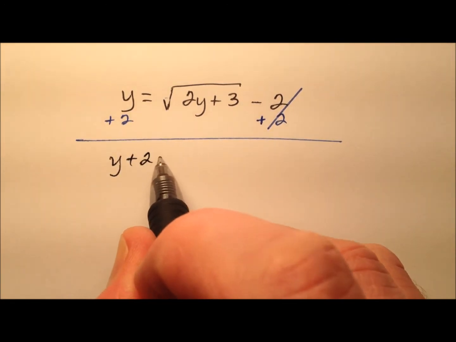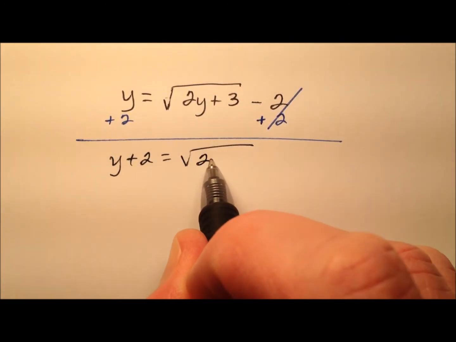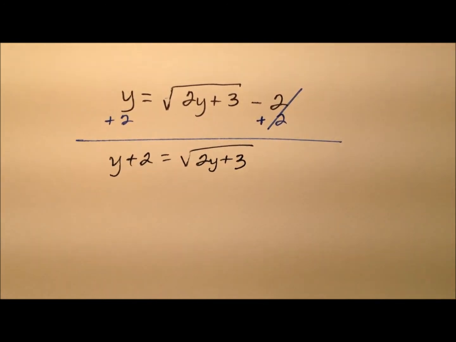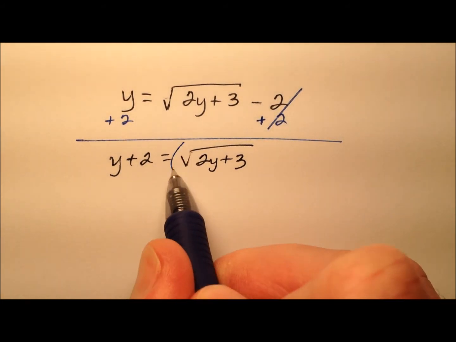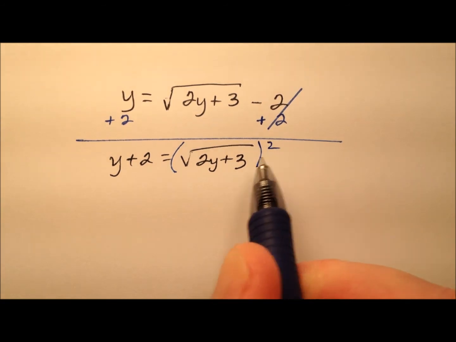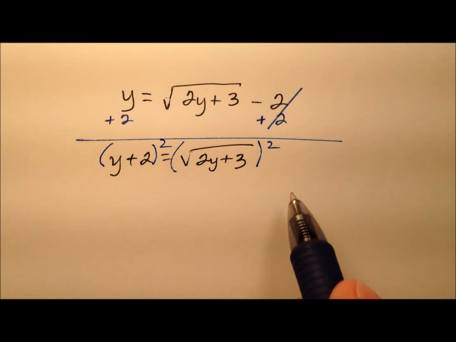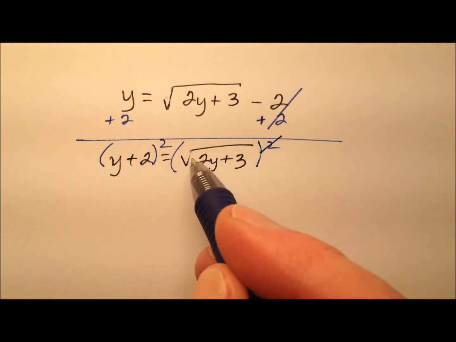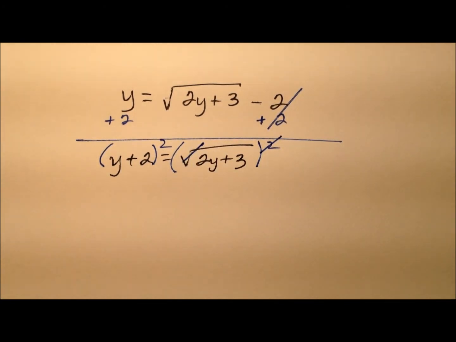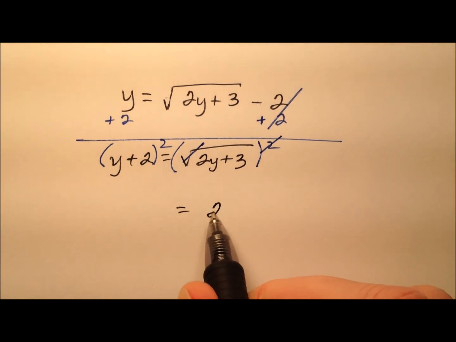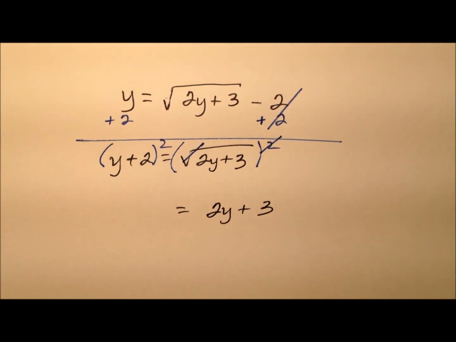So it looks like y plus 2 equals that square root of 2y plus 3. Okay, so what can we do now to get rid of this square root? Well, what's the inverse operation of the square root? Well, it's squaring something. So we're going to go ahead and square both sides of this equation. And on the right side, that's really nice because the square and the square root cancel each other out. So we'll have just that 2y plus 3.